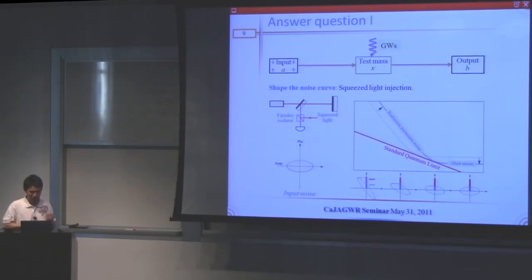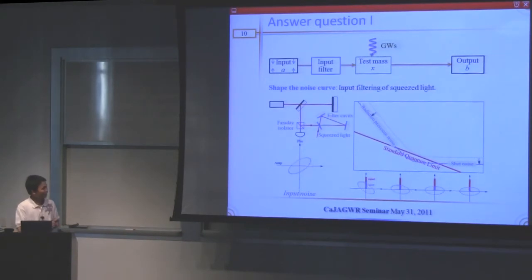Now, in order to shape the noise, to change the noise curve, you can change the input noise by introducing squeezed input. Then this is what you get here. Of course, in this simple case, you get shot noise reduced, but at the same time, the radiation pressure noise is increased. If you are smart enough, you introduce an input filter in such a way that it always has the right rotation angle. Basically, the detector always senses the minimum noise, so you can reduce both the low frequency noise and also the high frequency noise.